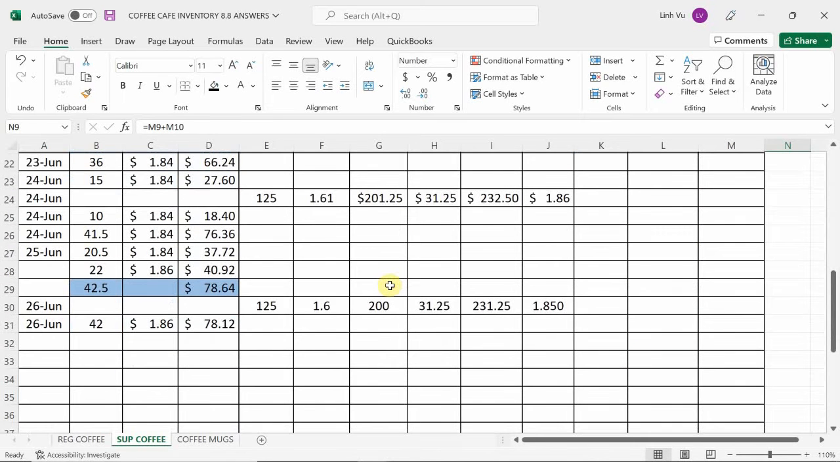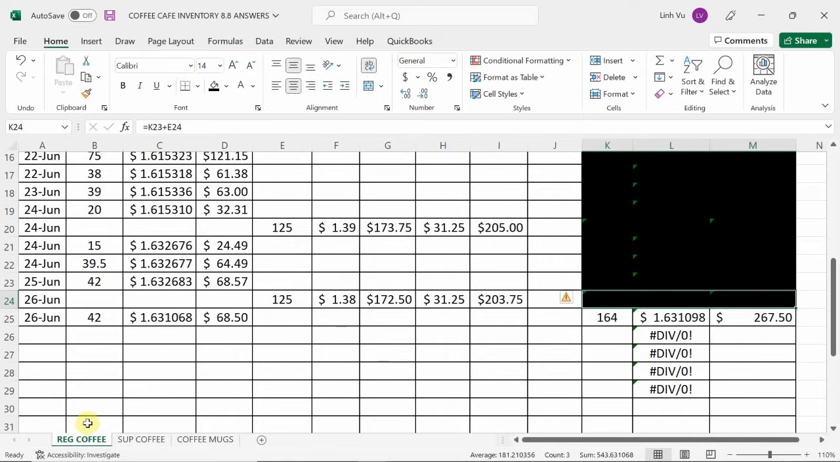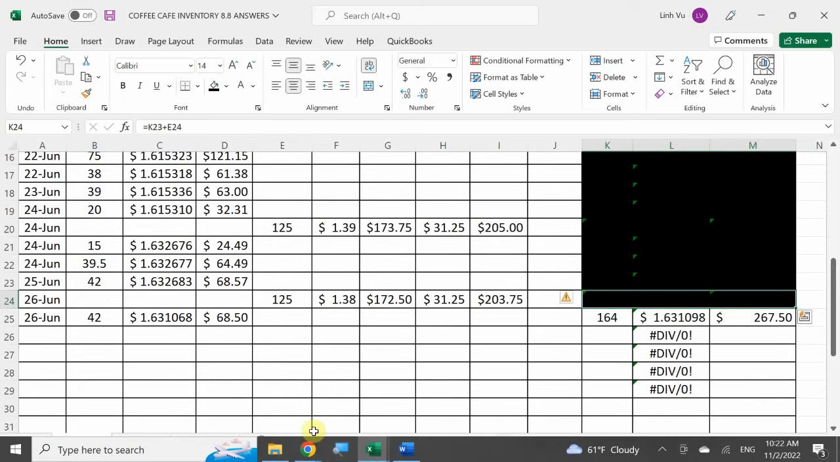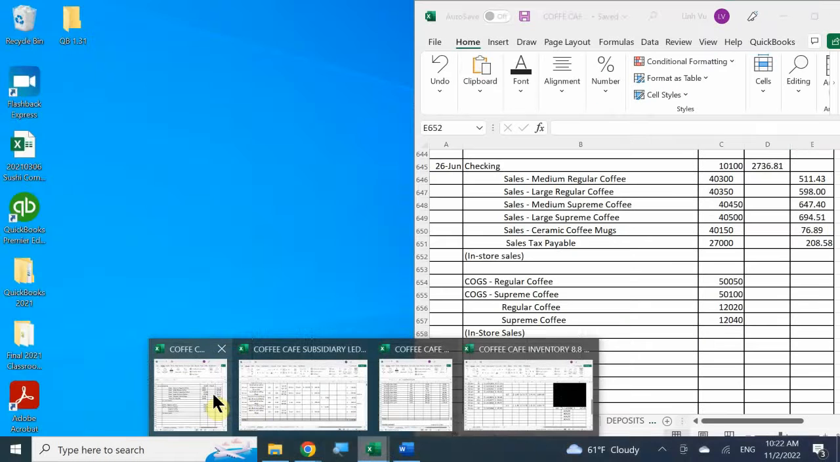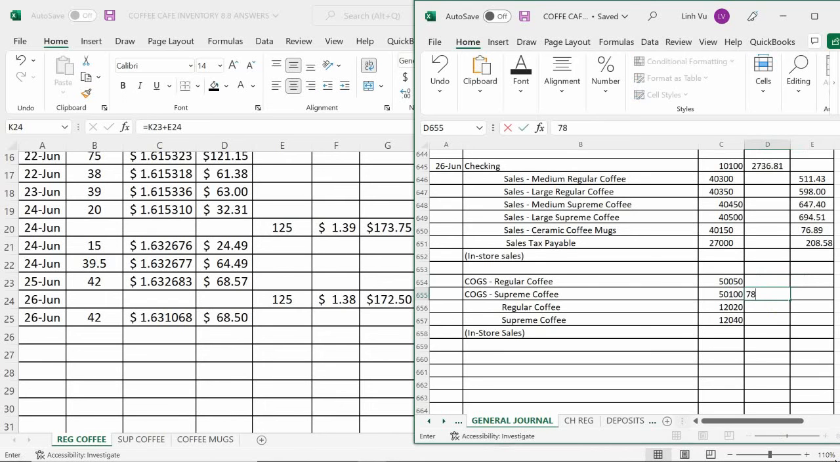Okay. So you used $78.12 of the Supreme and $68.50 of the regular. Hold on. 78.12 and 68.50. Okay. Now we just got to do our last thing, which is update your ledger to reflect the numbers you just calculated.